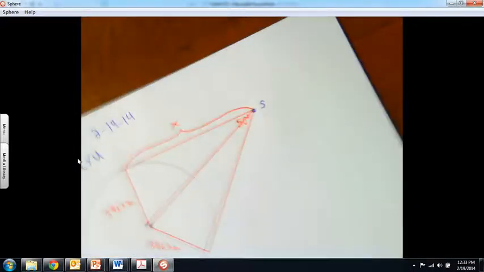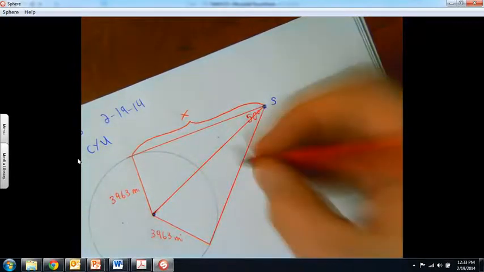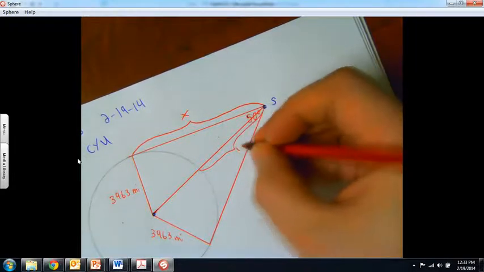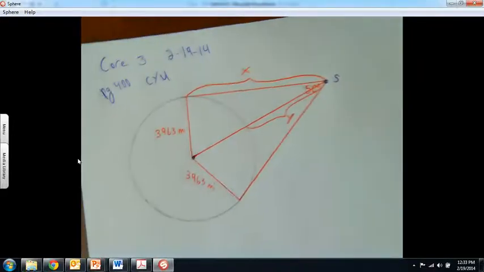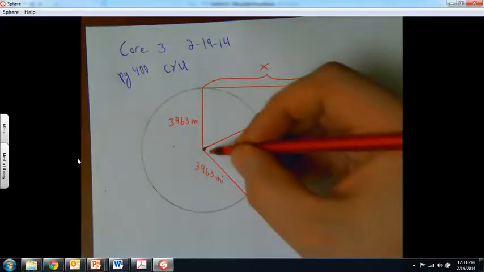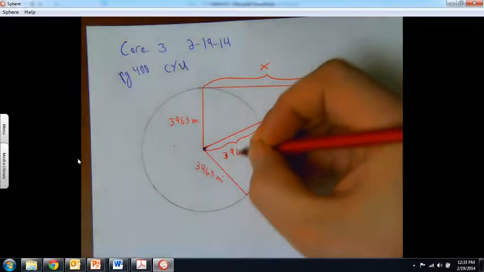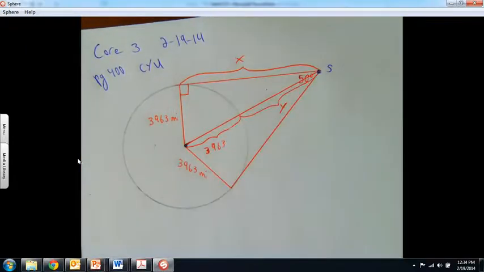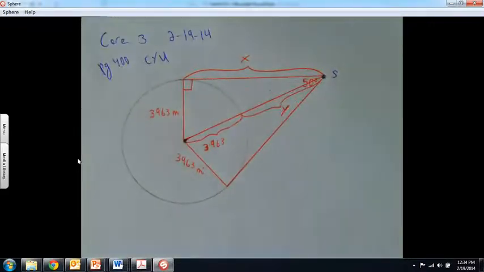Now, we have to be careful. We're not being asked for this entire side length. We're only being asked for the distance from the satellite to the actual Earth. So we'll call that Y. Doesn't make things any more complicated, just slightly trickier, because we know this portion, that's a radius, 3,963. We know this is a right triangle, therefore it's just SOHCAHTOA and Pythagorean theorem once again. So, let's go ahead and solve for X first.